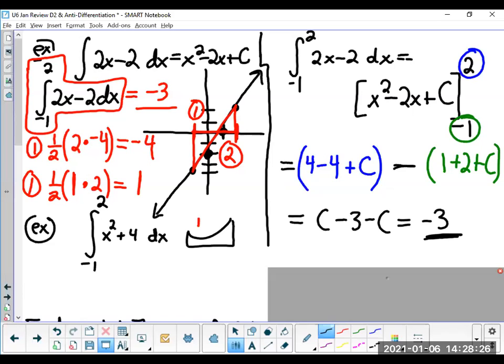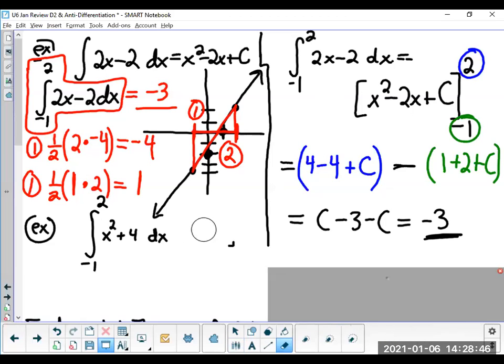So you may be wondering to yourself, okay, why would I need to do this? I already have a method that works. I could draw a graph. I could find the area of the triangles. I could be good to go, right? Yeah, okay. Well, check out this next one that we're not going to do all the way. It's the definite integral from -1 to 2 of x squared plus 4.